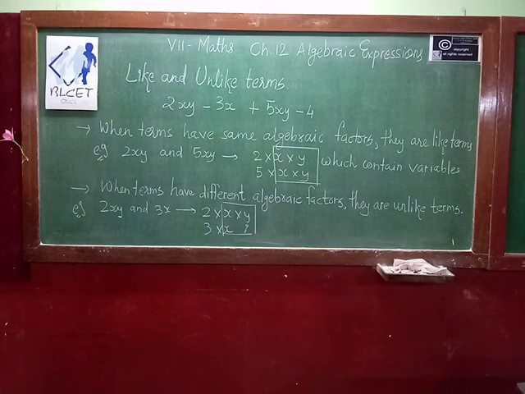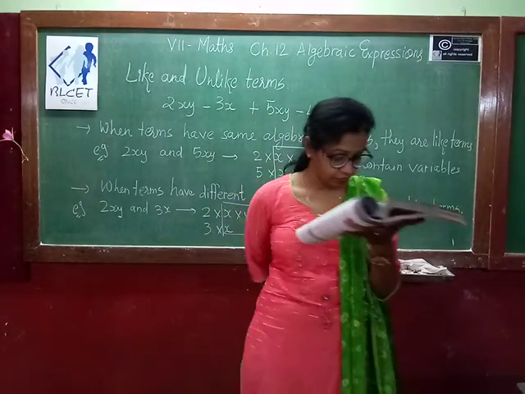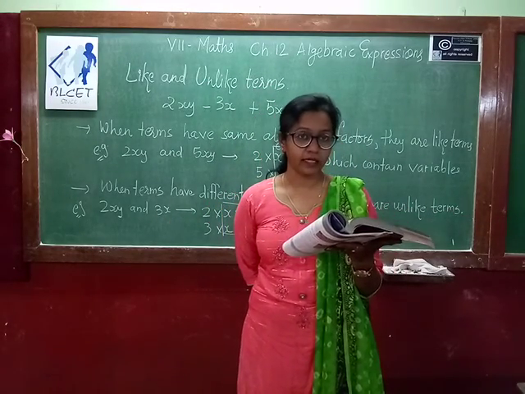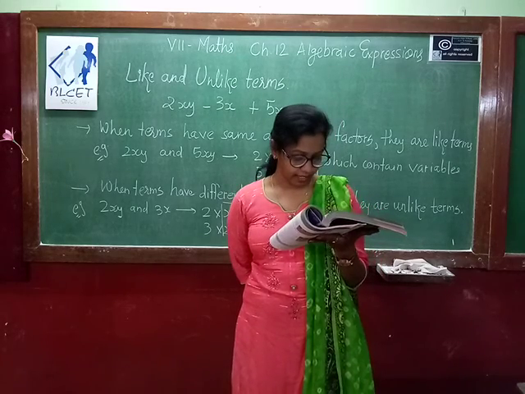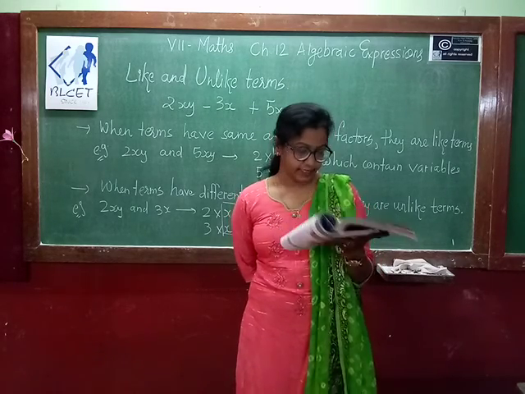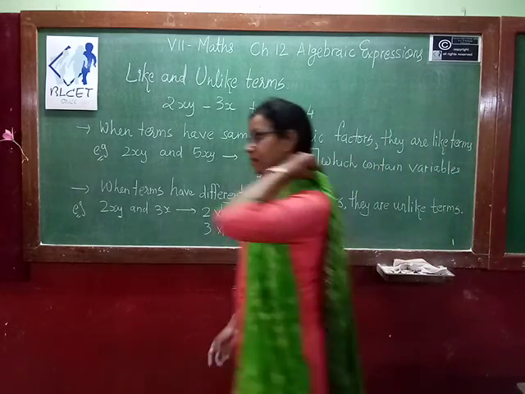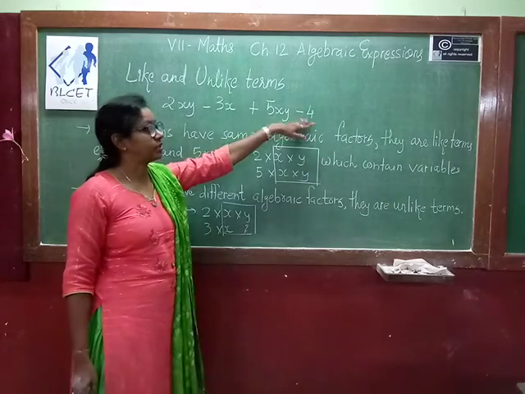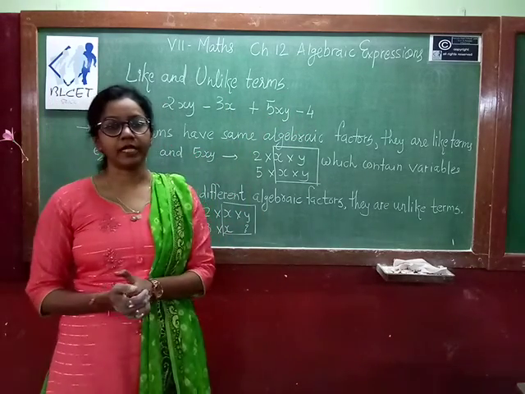Now we will understand the concept of like and unlike terms. See in your textbook: when terms have the same algebraic factors, they are like terms. When terms have different algebraic factors, they are unlike terms. For example, you have been given one example. Suppose you have 2xy minus 3x plus 5xy minus 4. This is your algebraic expression. In that we will identify like terms and unlike terms.